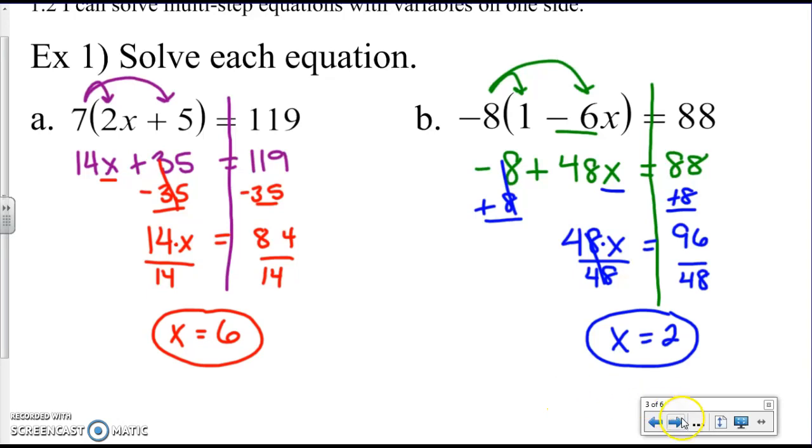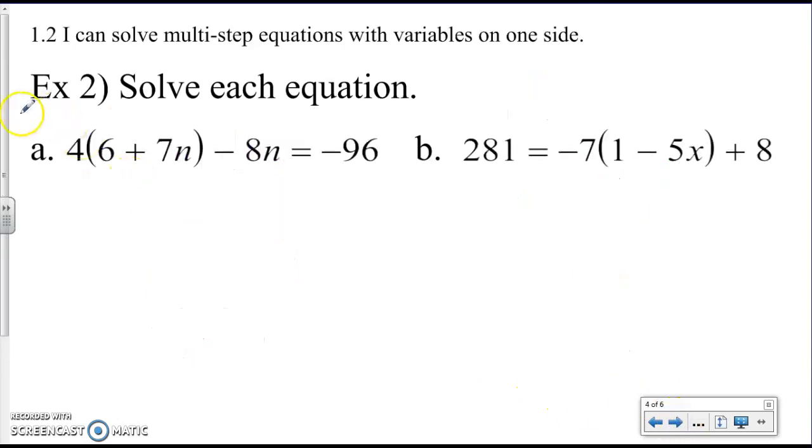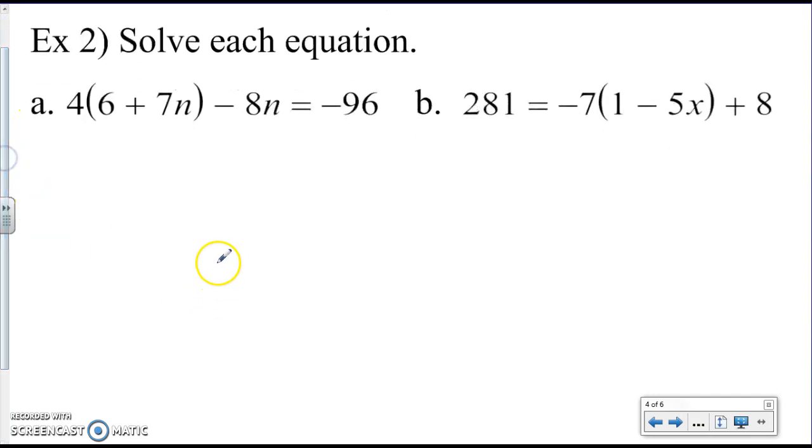Okay, so distributing. Now we're going to add another step where we combine like terms and distribute. Looking at example 2, notice there's a little extra here. Still going to start out the same way. I'm going to distribute to eliminate my parentheses in step 1.